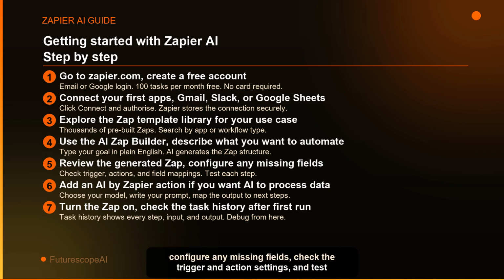Step 5. Review the generated Zap, configure any missing fields, check the trigger and action settings, and test each step individually. Step 6. Add an AI by Zapier action if you want a language model to process or generate content as part of the workflow. Choose your model, write your prompt, and map the output to the next step. Step 7. Turn the Zap on and check task history after the first run to confirm every step worked as expected.